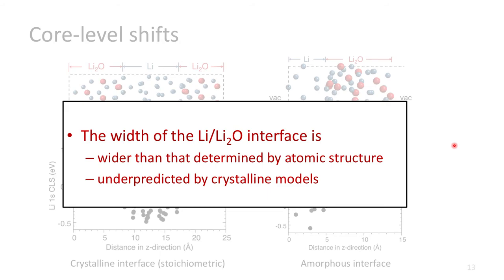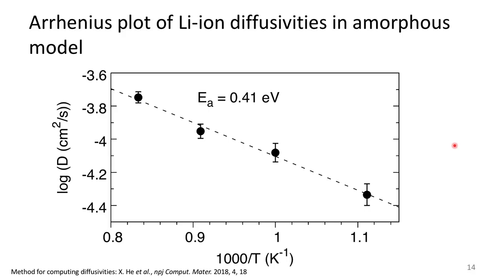Now let's discuss the second SEI requirement that I mentioned at the beginning of the talk. The SEI must allow for the transport of lithium ions. So the question is, how well are lithium ions transported in this amorphous interface? To assess this, I computed the self-diffusivities of lithium ions at 4 different temperatures and plotted the results in an Arrhenius plot. Each point is an average of 3 separate ab initio molecular dynamics trajectories run for 40 picoseconds, which is a non-trivial simulation time for ab initio MD.